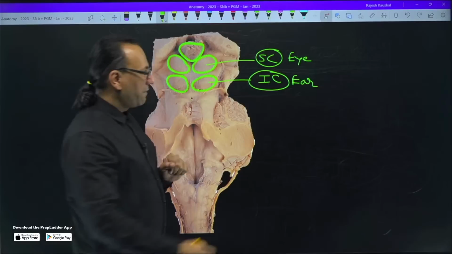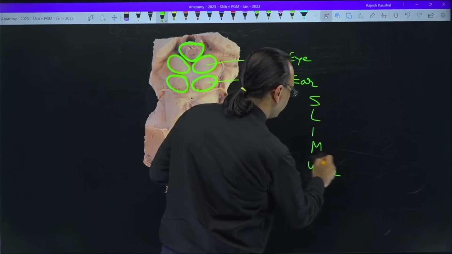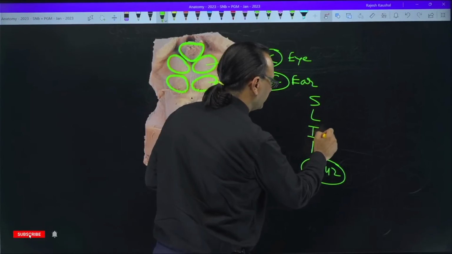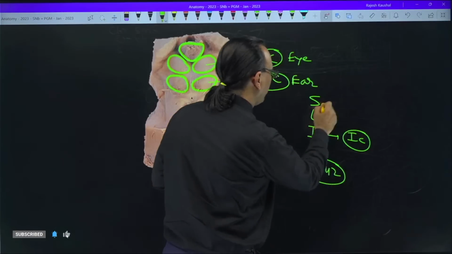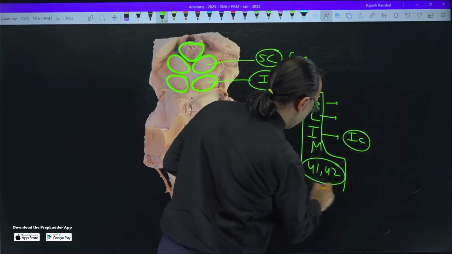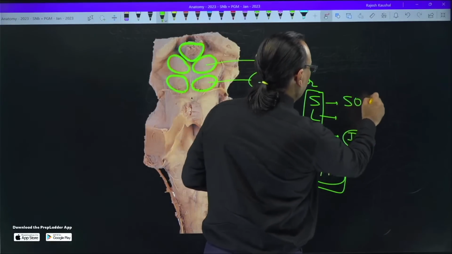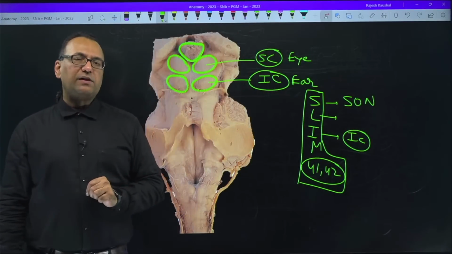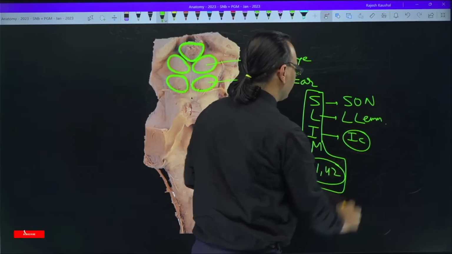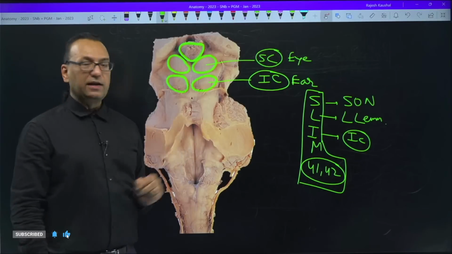The auditory pathway, you can remember, is SLIM 41, 42. Now when you say SLIM 41, 42, this I is the inferior colliculus. Can you tell me what this S is for? That S is basically the superior olivary nucleus. Now if S is the superior olivary nucleus, then what is L for? Lateral lemniscus in the brainstem. If L is lateral lemniscus and I is the inferior colliculus, you mean to say inferior colliculus would have received the information from the lateral lemniscus.